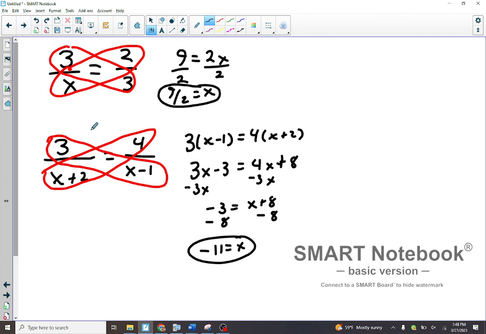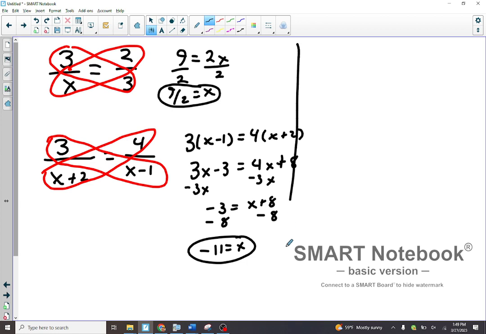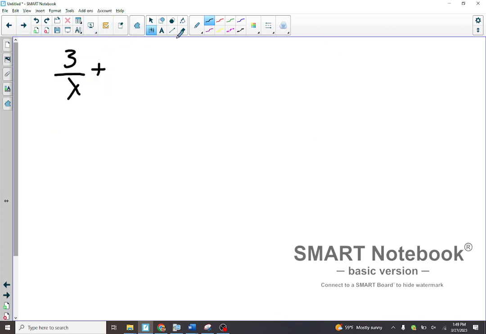So those are the simple ones where you just cross multiply. Sometimes we have situations like this. 3 over x over 5 over 4 equals 7 over 2x. We need a common denominator with all three things.